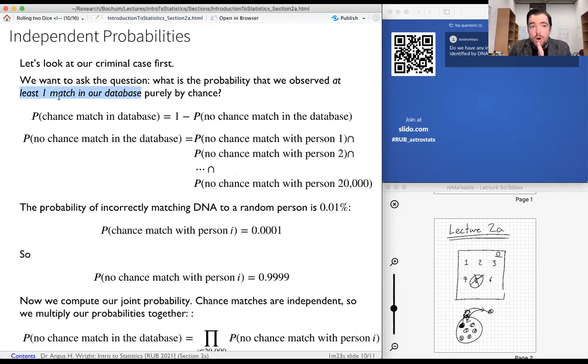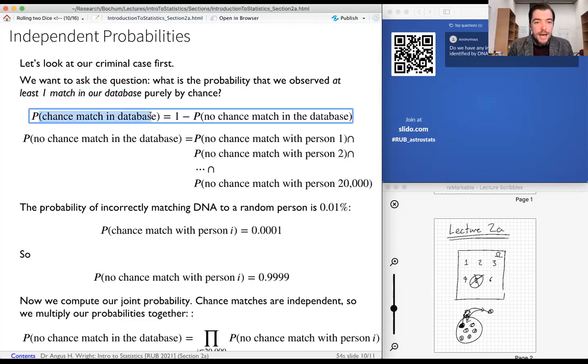Now, this is a worst case scenario compared to what we've given, because I'm saying at least one, because we saw one. I don't want to ask what's the chance of finding exactly one. I want to know the probability of seeing at least one, because that's still in the event space that I'm witnessing. And the probability of there being a chance match in my database is, from complementarity, 1 minus the probability of us seeing no chance match in the database.